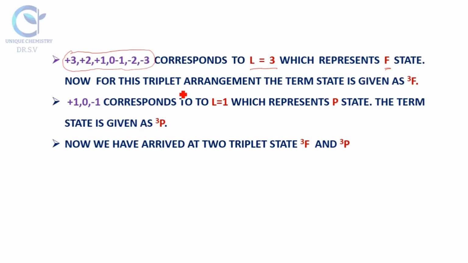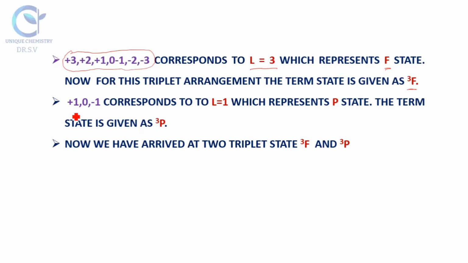And now this we have already derived only for the triplet state, so it's a triplet F. So we have obtained the triplet F state. This is the ground term, and how we obtained it, I have already given the procedure in a previous presentation.